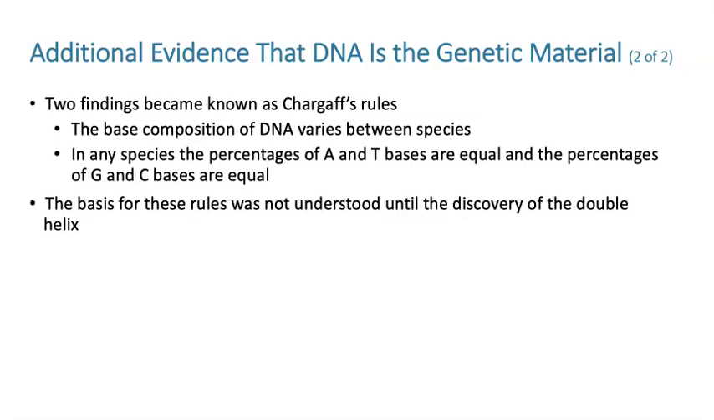And the percentage of A's and T's are the same, and the percentage of G's and C's are the same. So the percentage of A's and G's might vary, and probably do vary, but A's and T's were always the same, and C's and G's were always the same. At this point, nobody really understood why Chargaff's rule seemed to be true, until we discovered the double helix nature of DNA.